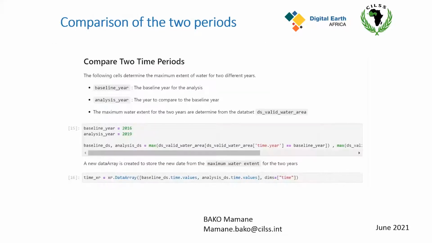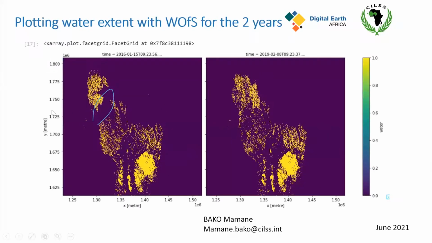So we compare the two periods with the WOFS product. And you see here, if you compare 2016 to 2019, we have the maximum of water extent in 2019. I chose those two years because 2016 is a little dry, and in 2019 we received a very good rainfall in the area. So you can see the difference by comparing the two dates.